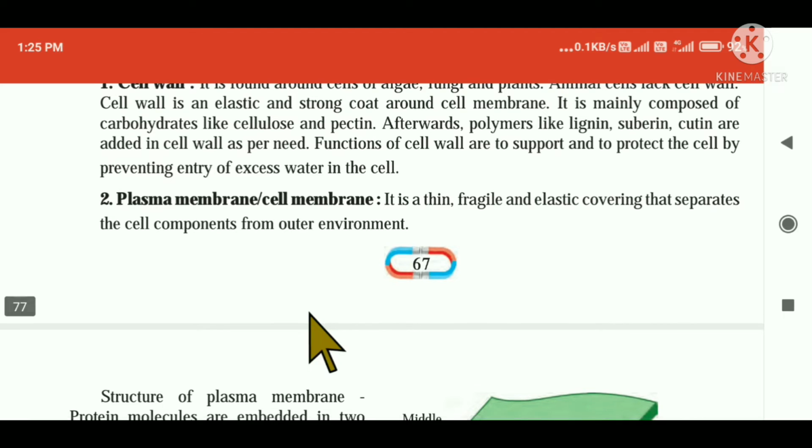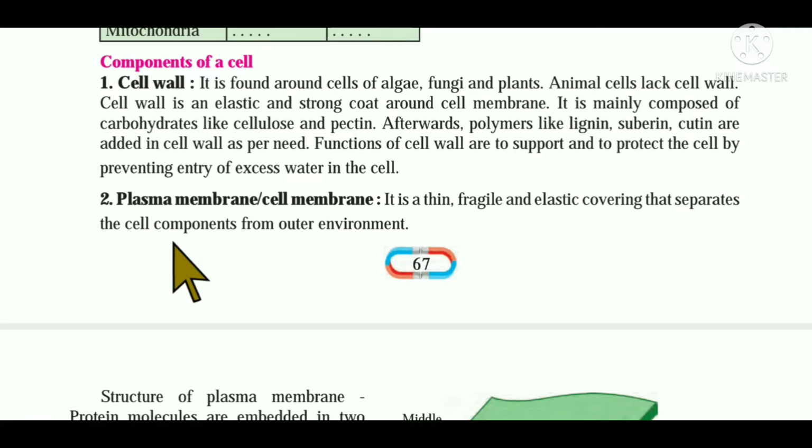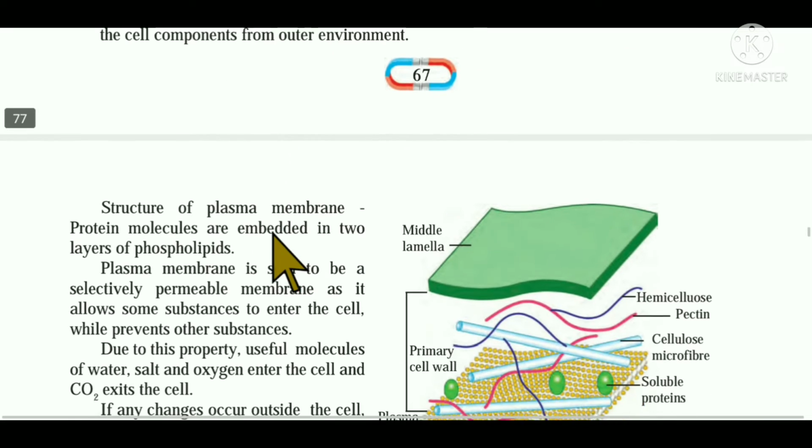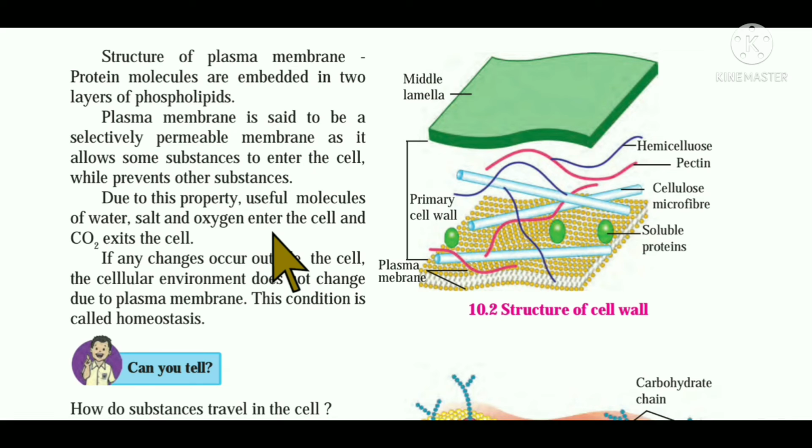The second cell organelle, in the case of the plant cell as well as the animal cell, is in the form of the cell plasma membrane or cell membrane. It is a thin, fragile and elastic covering that separates the cell components from the outer environment. Let us see the structure of the cell membrane or plasma membrane. The plasma membrane is made up of protein molecules which are embedded in two layers of phospholipid. In other words, you can say it is a trilaminar structure.